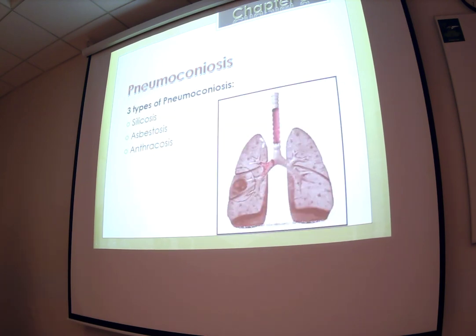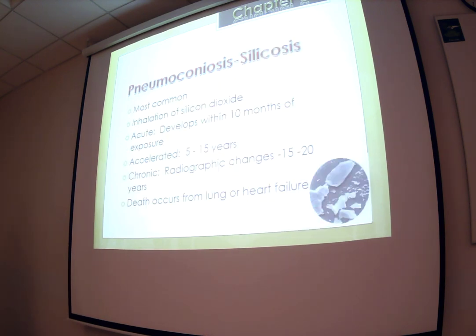There are three types mentioned: silicosis, asbestosis, and anthracosis. So here there's that lesion in that right lung. Silicosis was the most common. This is the inhalation of silicon dioxide. A lot of concrete workers, masonry workers, there's a lot of silicon dioxide in those substances. So the dust that would be kicked off from mixing concrete, cutting concrete, things of that nature would be one of the causes for this.